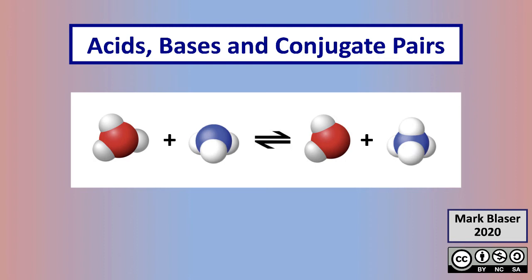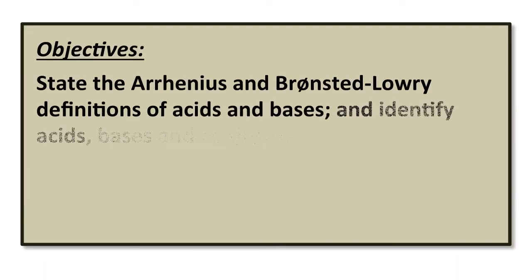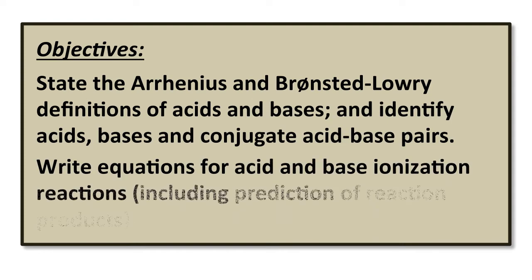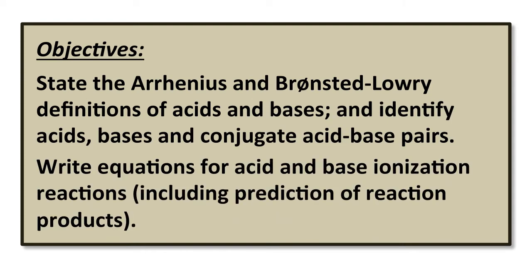Welcome to a screencast on acids, bases, and conjugate pairs. The objectives of this screencast are to state the Arrhenius and Bronsted Lowry definitions of acids and bases, to identify acids, bases, and conjugate acid-base pairs, and to write equations for acid and base ionization reactions, including predicting reaction products.